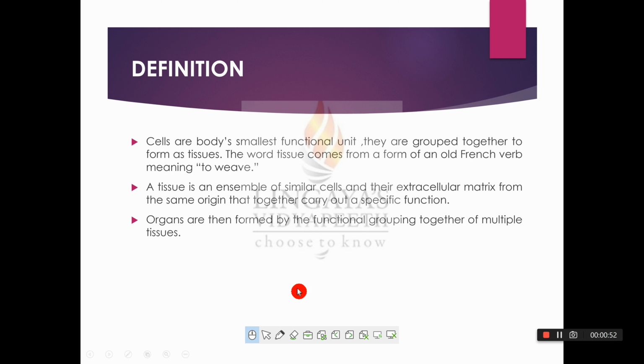So, the first question that arises here is, what is actually tissue? The term tissue is used to describe a group of cells found together in the body. Basically, tissues can be described as a group of similar cells that perform a specific function. So, we can say that a tissue is a group of similar cells that perform a specific function.